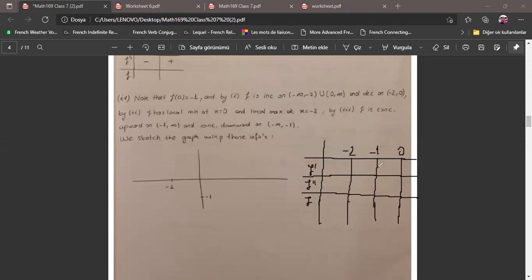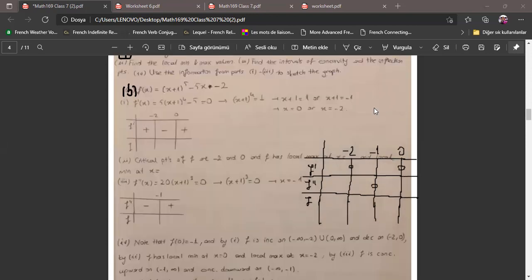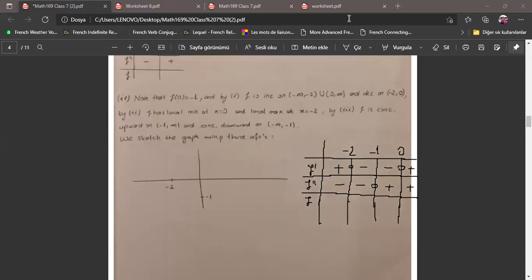So these were the roots of f prime, and this was the root of f double prime. So we see on here plus, negative, then plus, and here we have plus, negative, negative. So what do we have? Let's note it here. It's increasing, downward, decreasing, decreasing, increasing, downward, upward, upward.